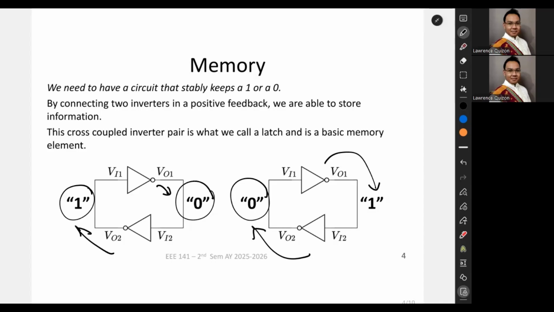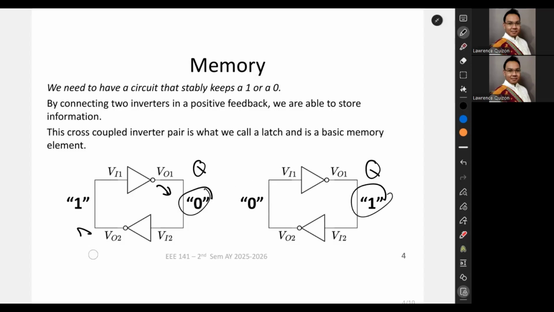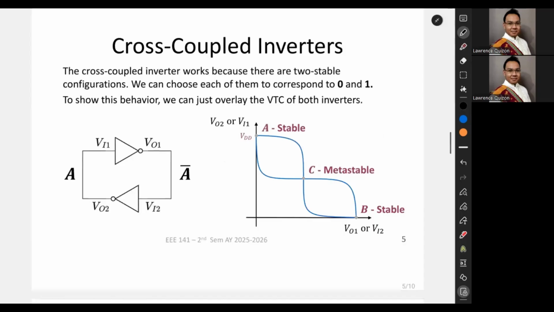So it's like a circuit that has two stable states. And if we choose just one side, we say this side is the one we like, then there's two states to this circuit. It's either in a 0 state or in a 1 state. And this basic principle is what we call a latch. And this is the most basic memory element. Okay? So, how does a cross-coupled inverter work? How do we start analyzing this?